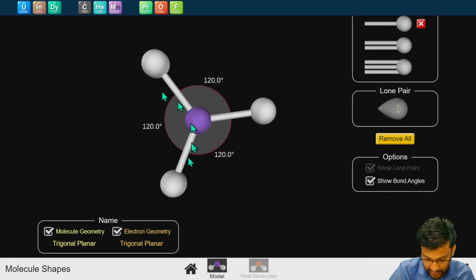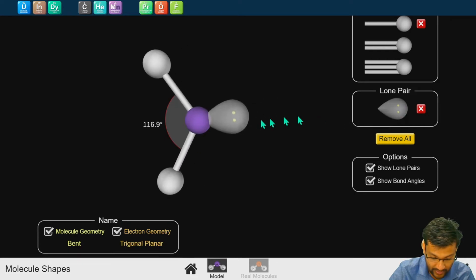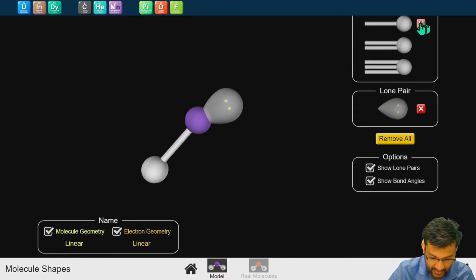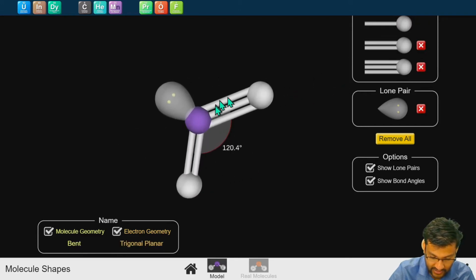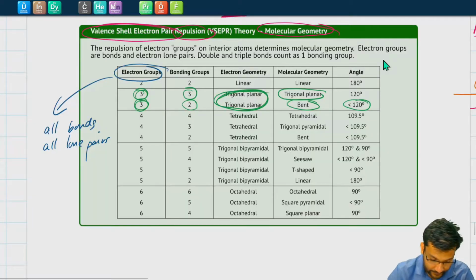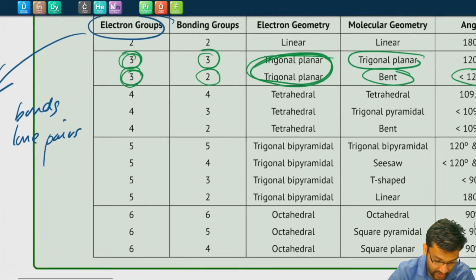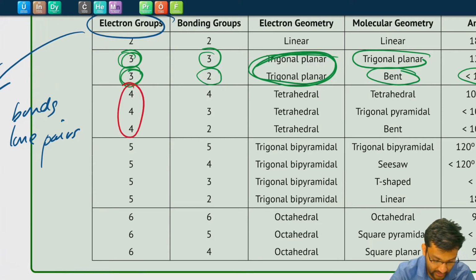It looks like a triangle, so we'll call it trigonal. So we will call this molecule trigonal planar. If we replace one of those bonds with a lone pair, there's still 3 electron groups. 2 of them are bonds, 1 is a lone pair. This will be bent geometry. Again, it doesn't matter if it's a single bond or double bond or even triple bond, each of those still counts as one electron group. Okay, now let's look at a situation where we have 4 electron groups.